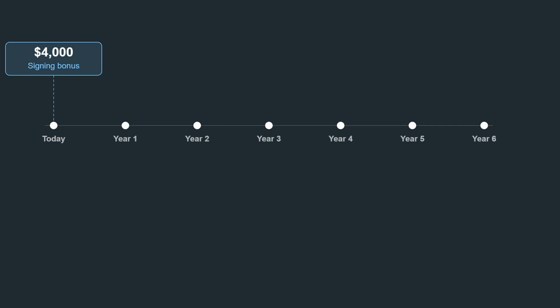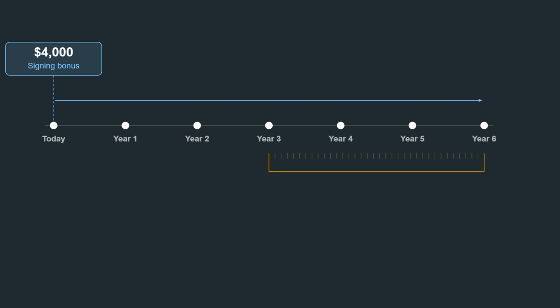We're trying to decide what to do with it, and being the very responsible 22-year-old that we are, we decide to invest it toward a future home purchase. We expect to buy a house in 6 years, and in addition to saving the signing bonus, beginning 3 years from now, we also plan to save $1,500 at the beginning of each month.